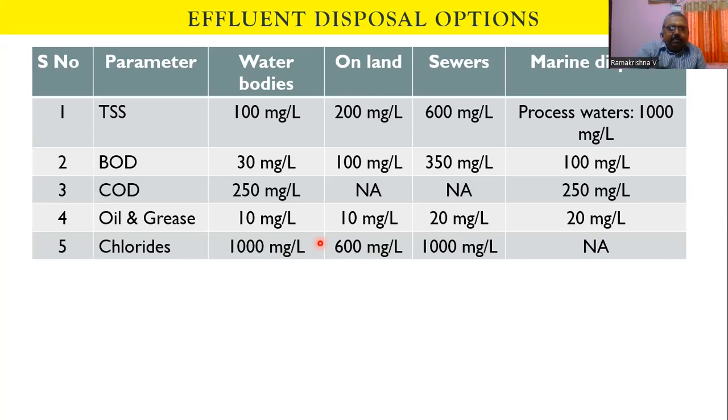Similarly, BOD should not be more than 30 milligram per liter in the water bodies and 100 milligram per liter on land. But for sewers, we can allow some higher value because anyhow the domestic sewage will be collected along with what is flowing in the sewer and subsequently go to the treatment system. And for marine disposal, you can see very limited options are there, but still they are also going for higher stringent standards.